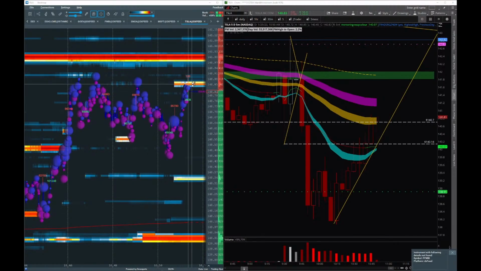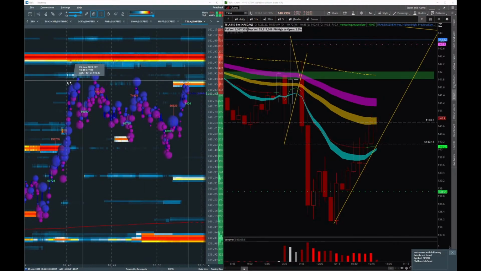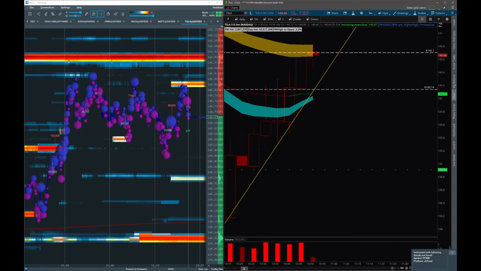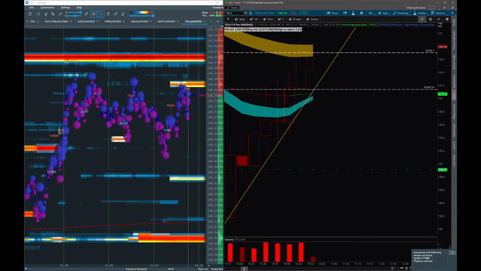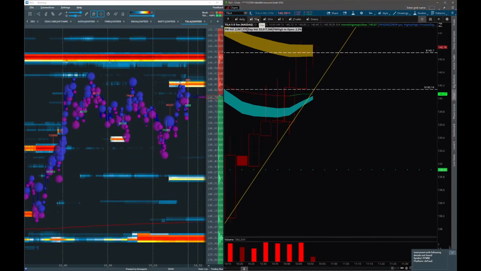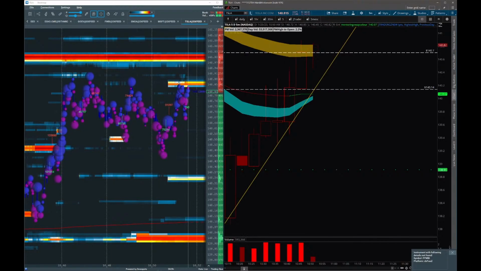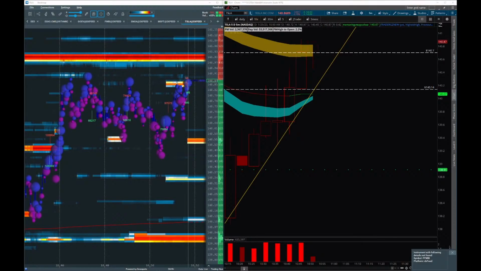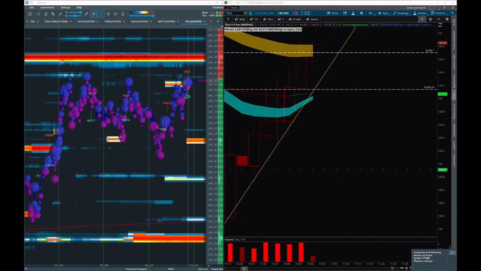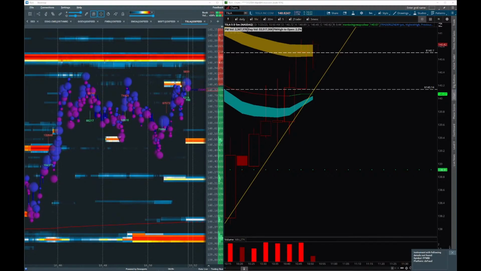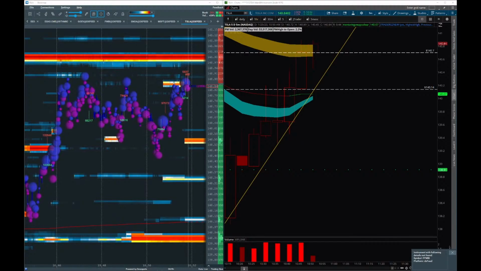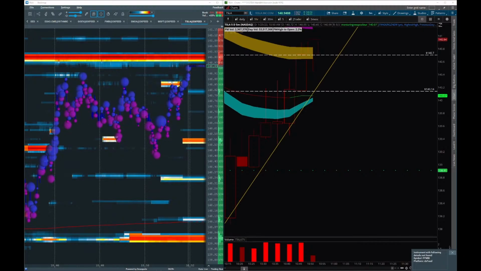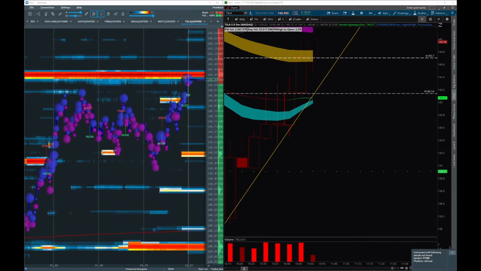You can see still traders over here, volume. And now we have to wait. No reason to short. Good liquidity over here. There we are, 141.